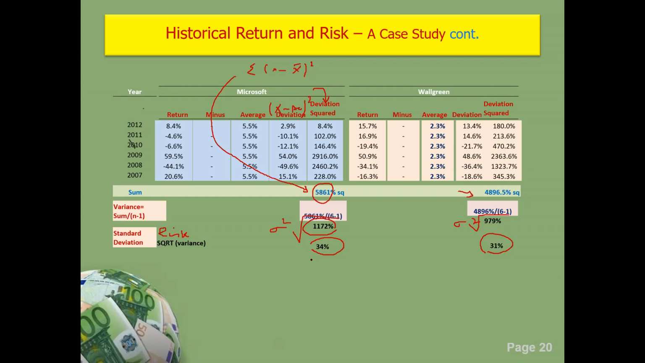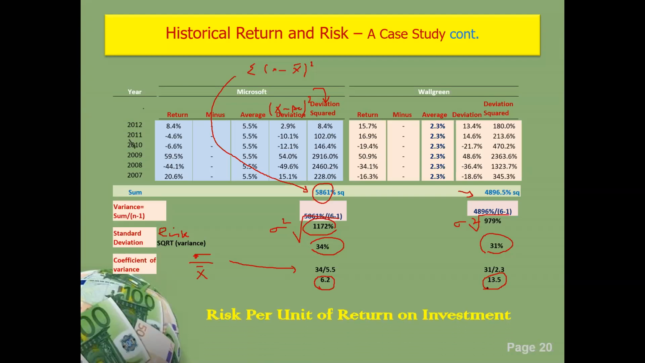So why not go one more step? Coefficient of variance. Do you know coefficient of variance? CV is the standard deviation divided by average. When we do coefficient of variance, for Microsoft it is 6.2, and for Walgreens it is 13.5. So the coefficient of variance of Microsoft is less.